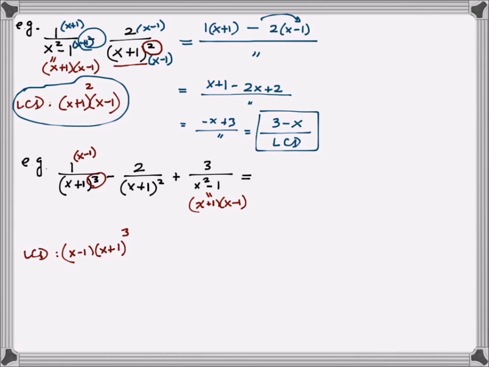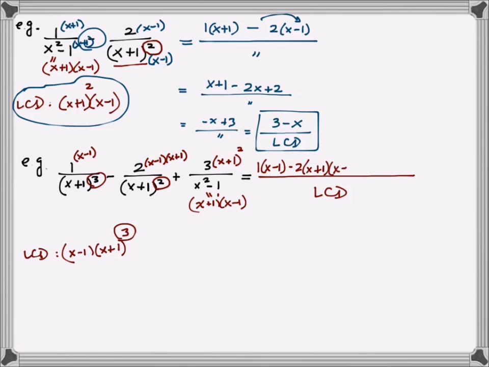The second expression there is missing an x minus 1 as well as an x plus 1, because it currently has a power of 2, but we need 3 overall. And the third expression there was missing an x plus 1 squared, because currently it has only a power of 1, but we need 3. And then go ahead and simplify the top portion. From the top I have 1 times x minus 1, minus 2 times x plus 1 times x minus 1, and plus 3 times x plus 1 squared.